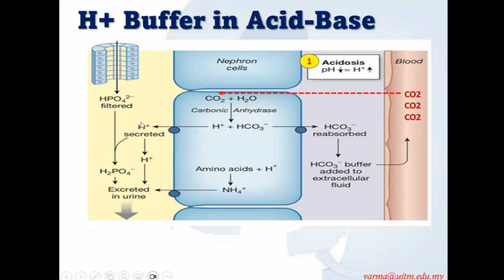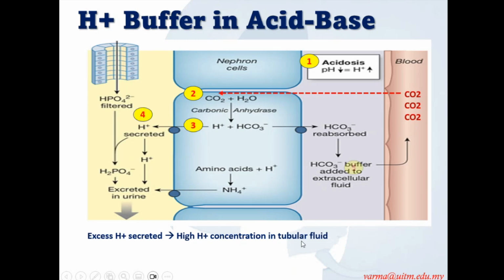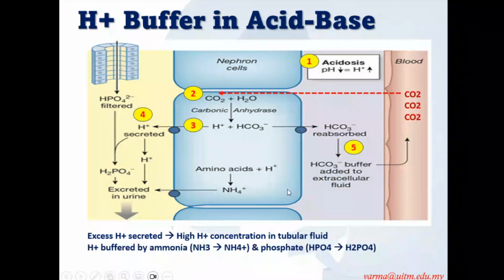The H plus that gets excreted will be buffered by two buffers. One is ammonium. Excess H plus is excreted, giving high hydrogen ion in the tubular fluid. H plus is buffered by NH3. NH3 plus H plus is NH4 plus, and they are also buffered by phosphate: HPO4 2 minus plus H plus gives H2PO4 minus. So these get excreted.